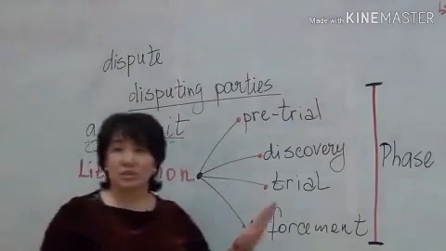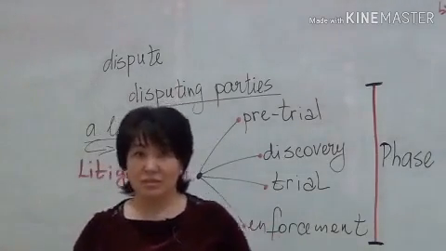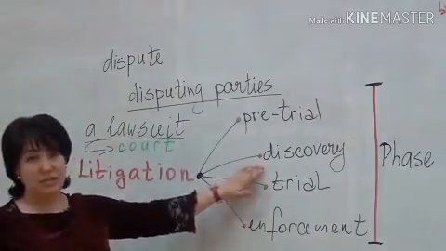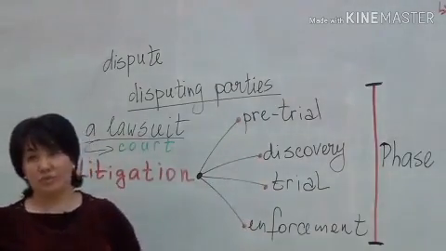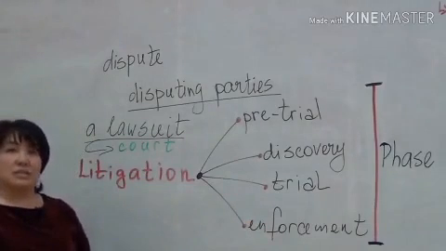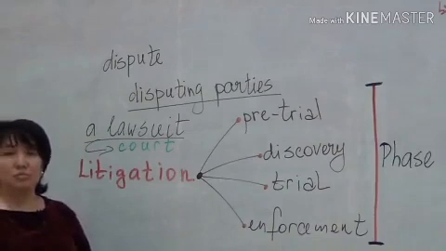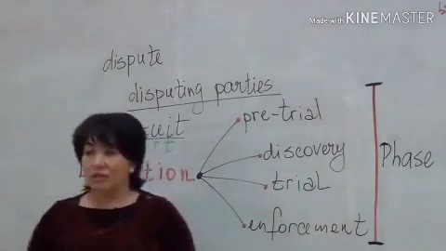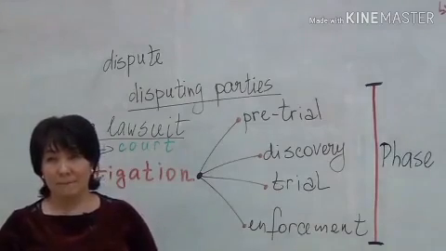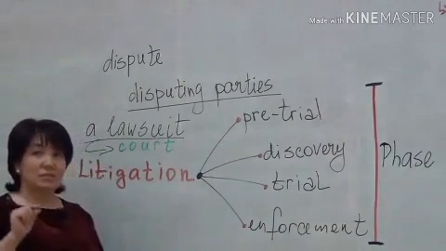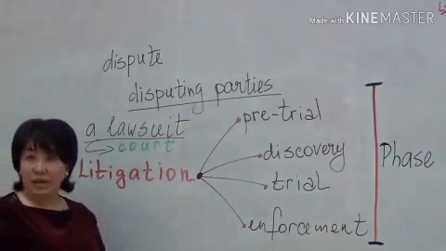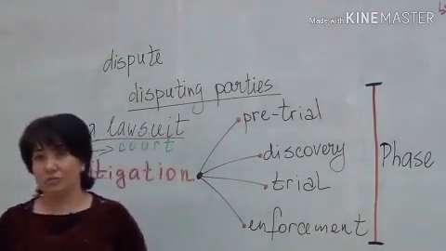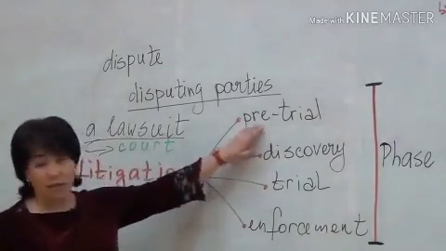In litigation, there are four phases, which include the pre-trial phase, discovery phase, trial phase, and enforcement phase. In the pre-trial phase, when a dispute arises, one party will usually have their lawyer send a letter to the other party in an attempt to reach a settlement. But if the settlement is not reached, then a formal action usually starts, and the lawsuit is filed. It happens in the pre-trial phase.